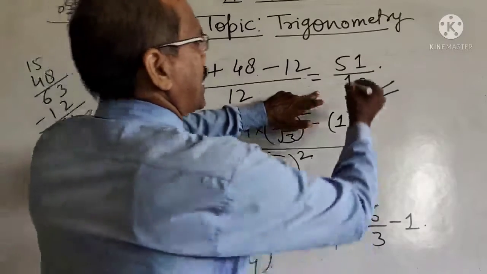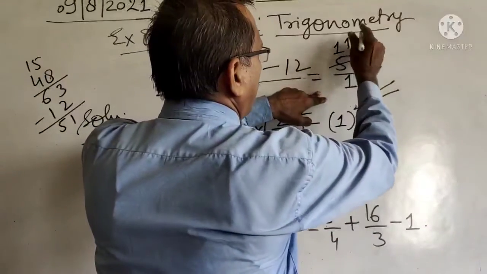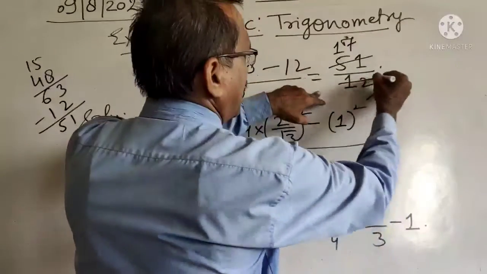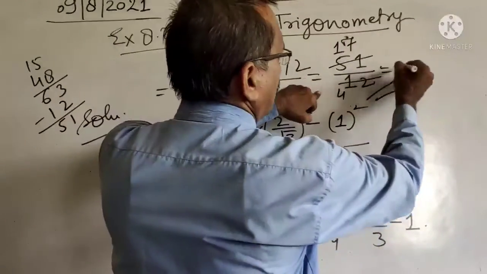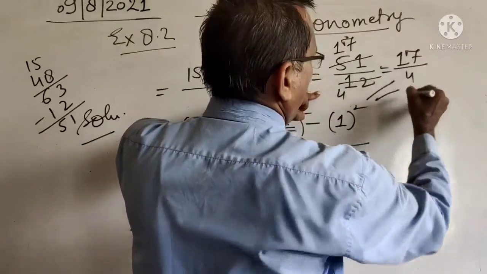Dear student, it is cancelled by 3. 3 ones are 3. 3 sevens are 21. And 3 fours are 12. So it is 17 upon 4.